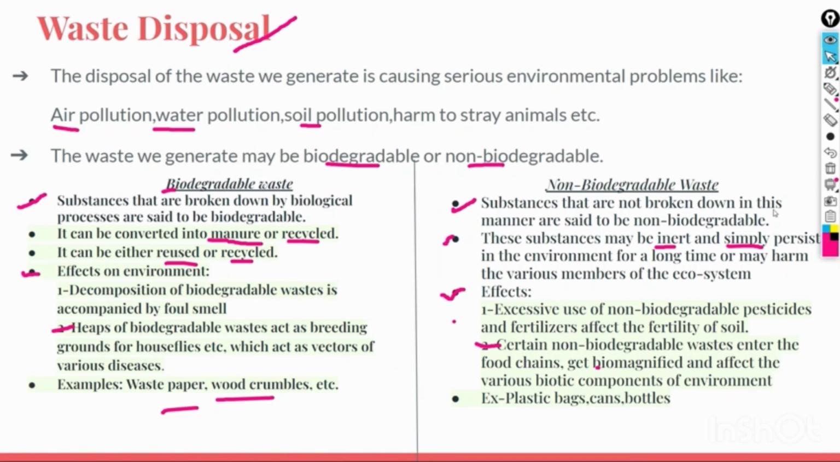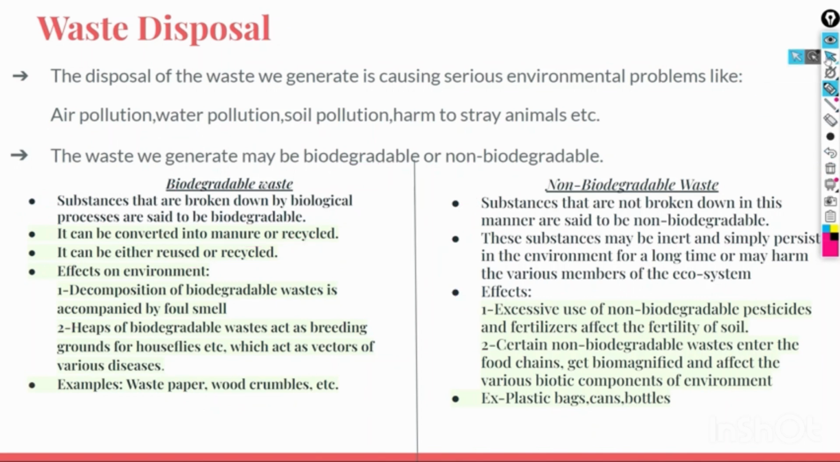The other effect is that these pesticides or insecticides affect the fertility of the soil. When released in water, they affect the water as well. They are not degraded. We also have plastic bags and plastic cans, which are eaten by stray animals. So all these are the negative effects of non-biodegradable waste. This is the second problem caused by human activities.